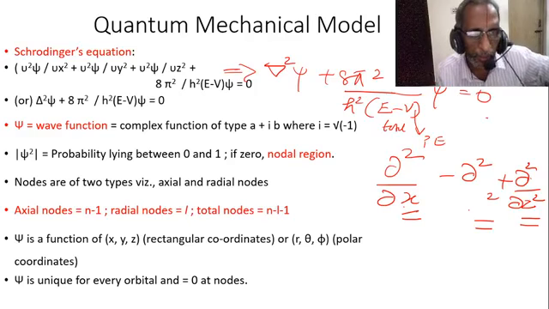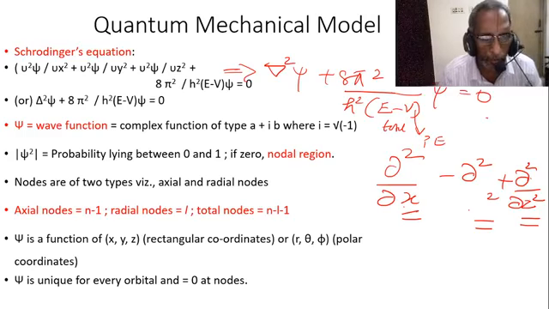Differential calculus you will study in maths later. At present, we can write del squared psi, that is, dou squared by dou x squared plus dou squared by dou y squared plus dou squared by dou z squared, plus 8 pi squared by h squared into (E minus V) psi equal to 0. E is the total energy of the electron, V is the potential energy of the electron. Psi is called the wave function. It is a measure of the probability of finding the electron. It is a complex number.